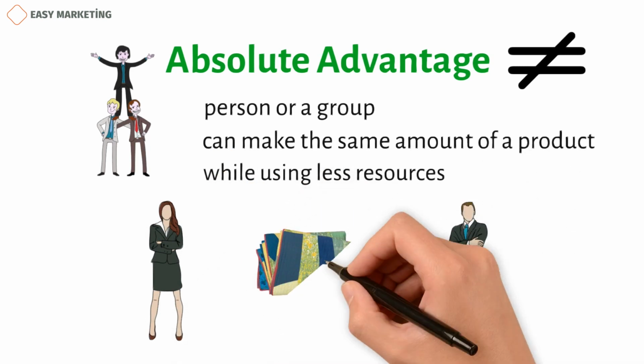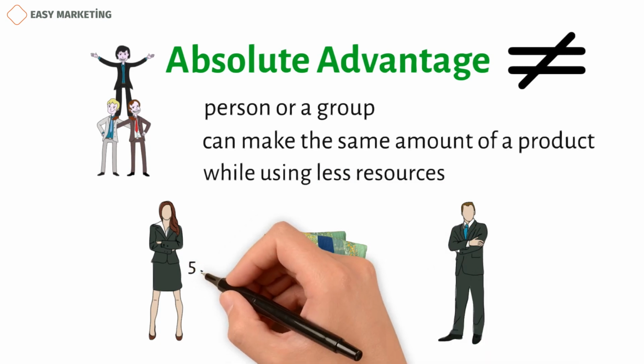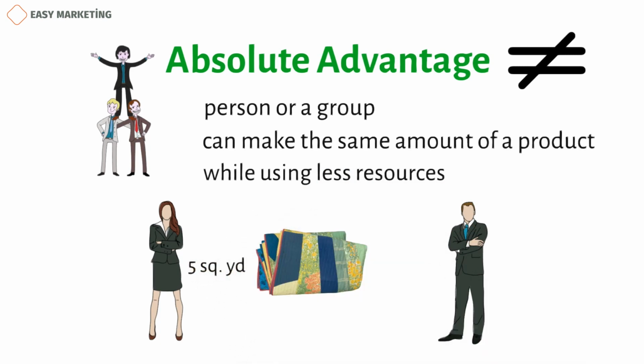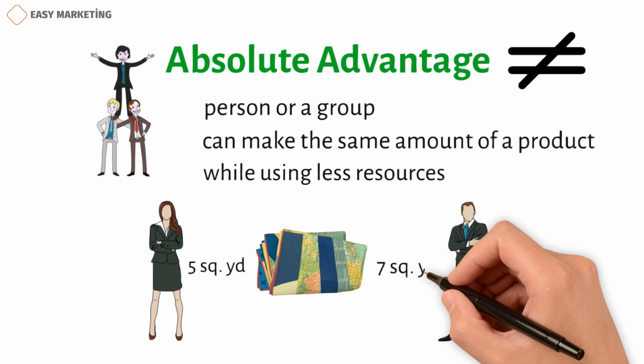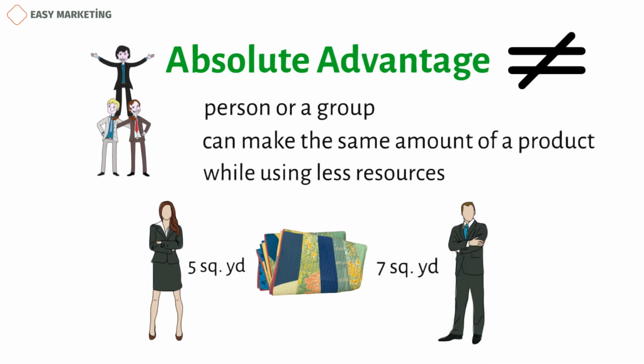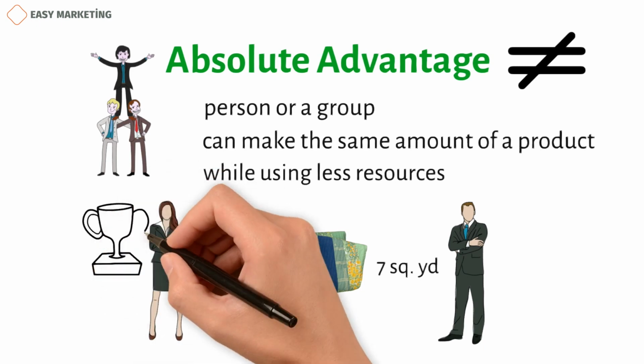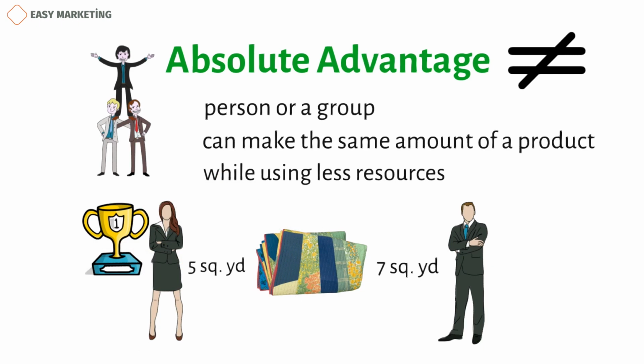Both sell homemade quilts. Abby can use 5 square yards of fabric to make a quilt. For a quilt the same size, Joe needs 7 square yards of fabric. Abby has a clear advantage over Joe when it comes to making quilts in this situation. She can make the same number of quilts with less raw material.